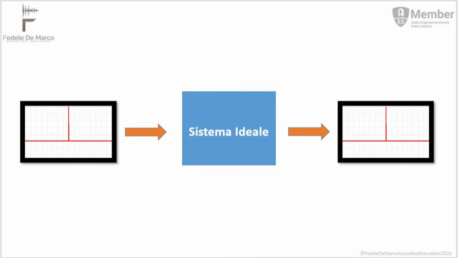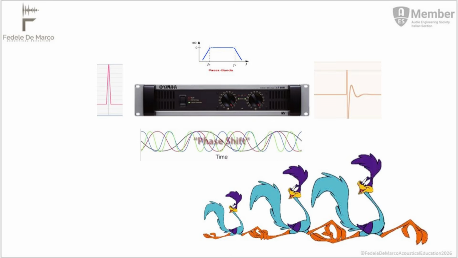In an ideal system, there is no filtering, delay, or distortion. If we send a perfect impulse at time t, the signal passes through the system unchanged. But in the real world, an ideal system does not exist. Every device in the audio chain introduces phase shift and temporal smearing. Any filtering process changes the impulse response.